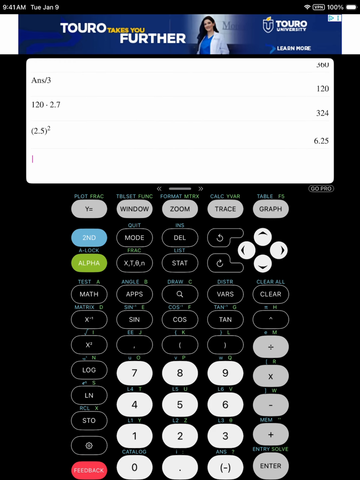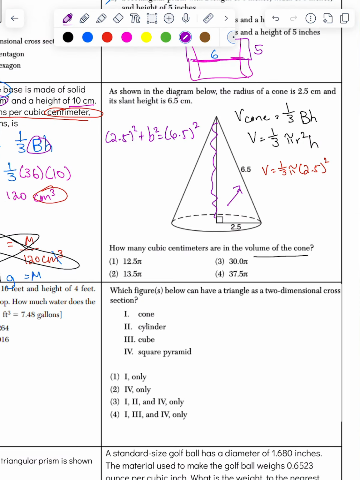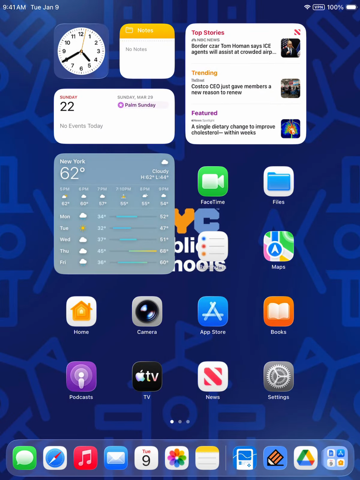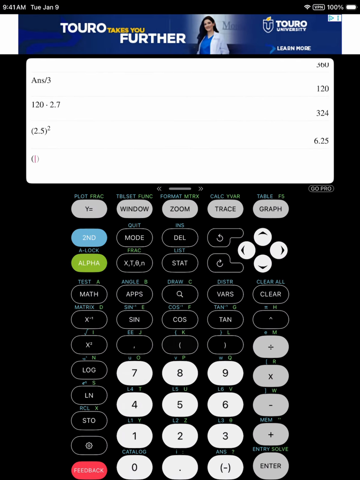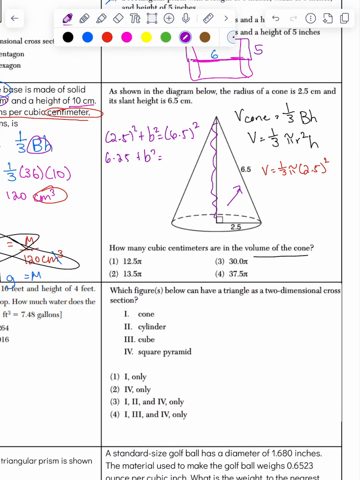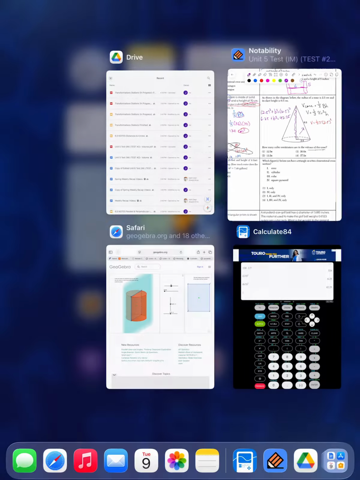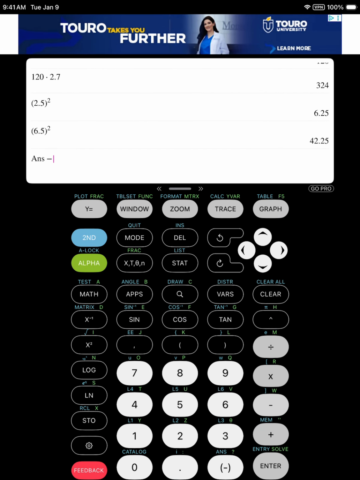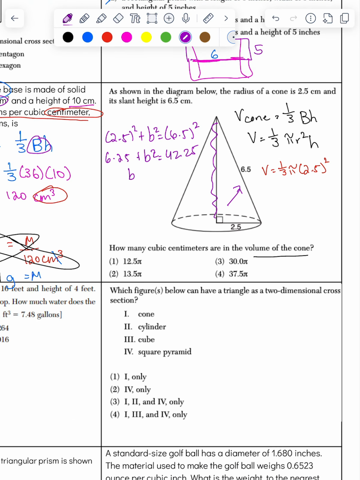2.5 squared. That's 6.25. And now I need 6.5 squared. And that's 42.25. Okay, I'm going to subtract 6.25. And then the square root of 36 is 6. So we have that the height is 6.